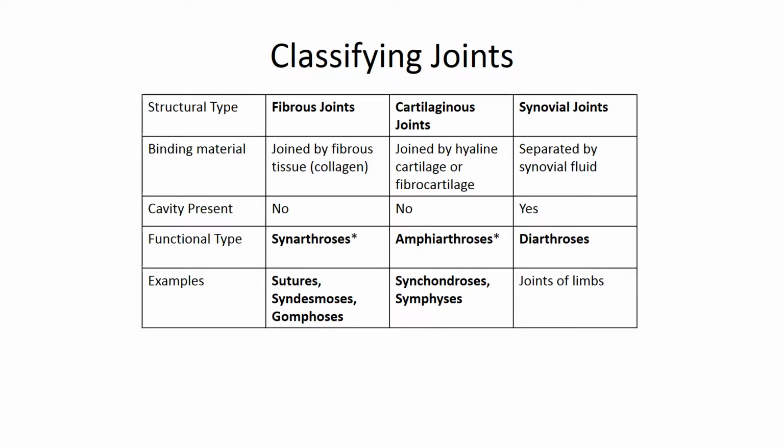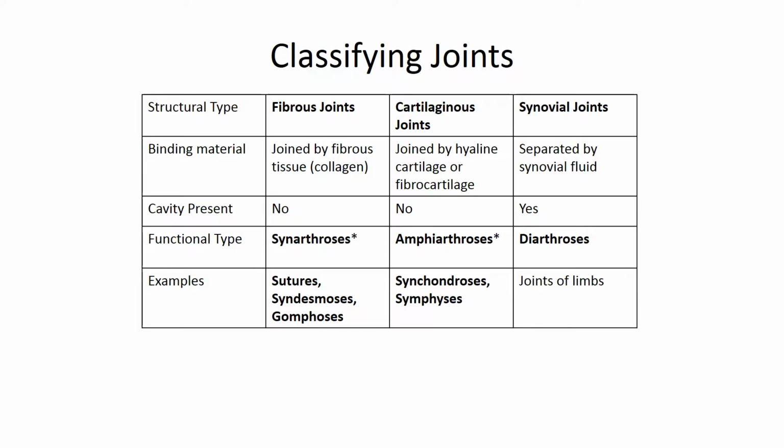Joints can also be classified based on their structure. The structural classification of joints is based on the anatomical components that make up a joint. There are three main categories: fibrous joints, cartilaginous joints, and synovial joints. Fibrous joints are held together by fibrous connective tissue, but lack cartilage and possess no cavity between the bones. Fibrous joints are either synarthrotic or amphiarthrotic.